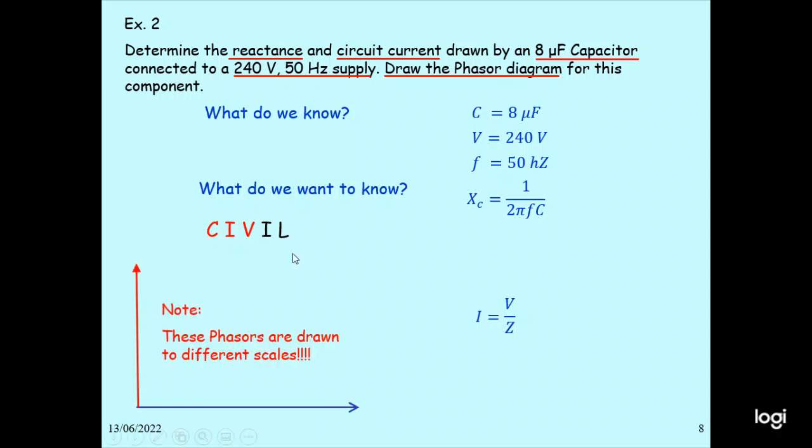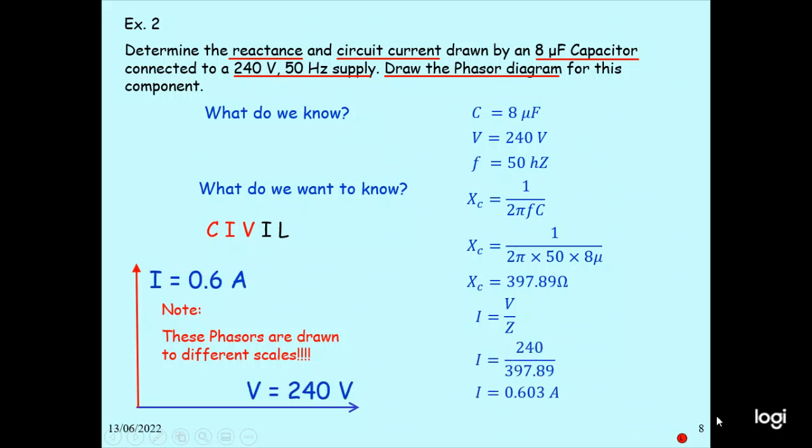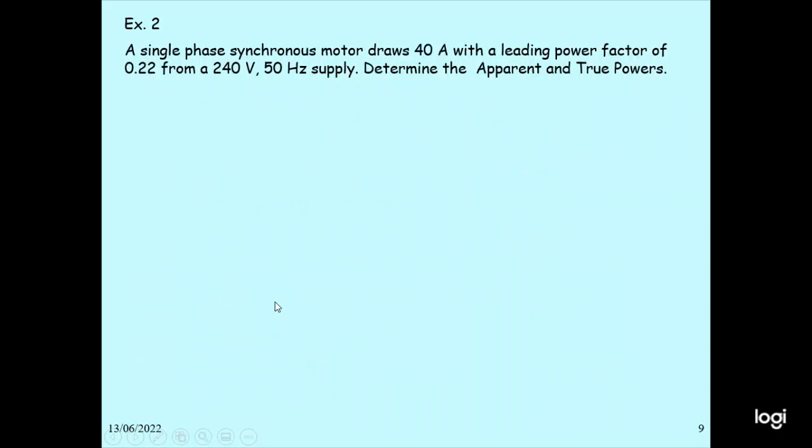In this case, the phasor diagram is drawn in a different scale. So Xc equals 1 by 2 pi fC, so 1 by 2 pi multiplied by 50 into 8 microfarad, I equals V by Z. So Xc value is 397.89 ohm. I equals V by Z, 240 by 397.89, we can calculate the current is 0.603 ampere. So the current is 0.6 ampere.